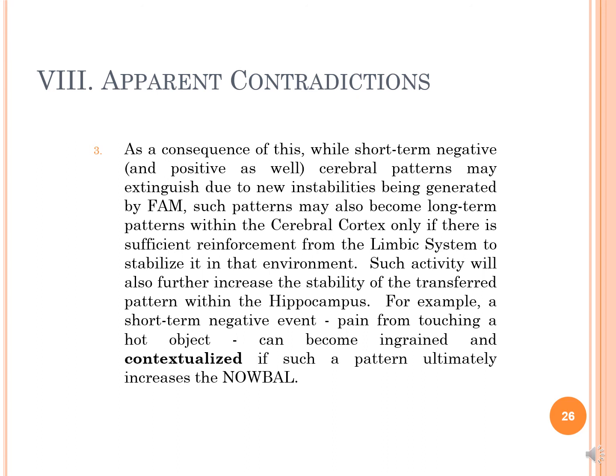So the gist of it is that the instability in the cerebral cortex cannot be considered in the same light as a stable contextualized system in the hippocampus, but they don't interfere with each other, and they can ultimately go towards the same outcome.